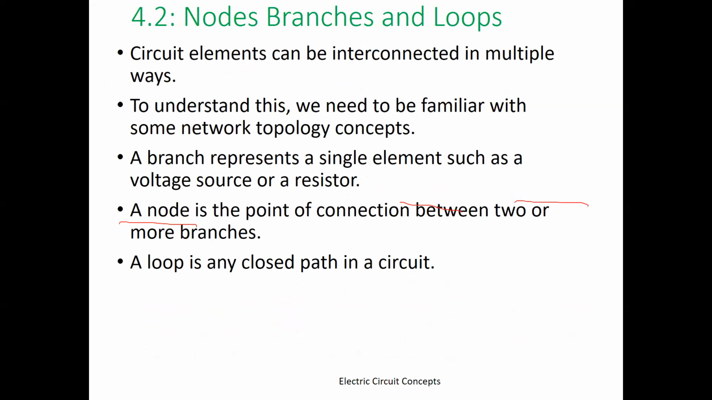Okay, what are nodes, branches, and loops? Circuit elements can be interconnected in multiple ways. To understand this, we need to be familiar with some network topology concepts. A branch represents a single element, such as a voltage source or a resistor. A node is the point of connection between two or more branches. A loop is any closed path in a circuit.